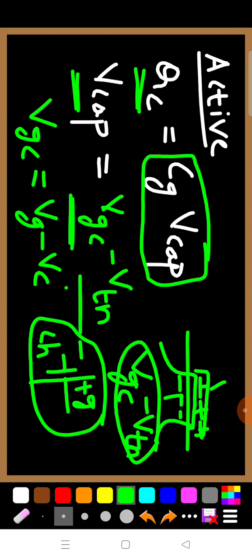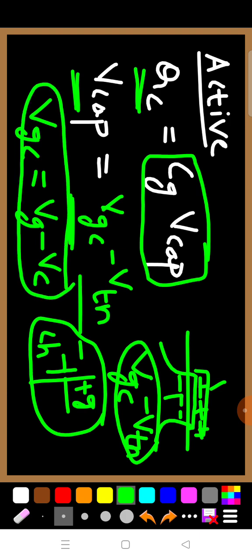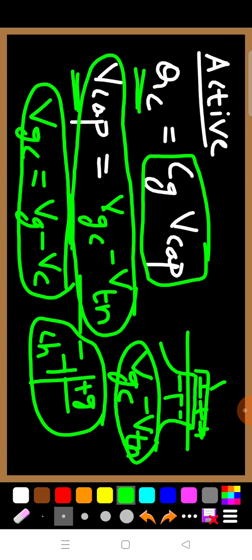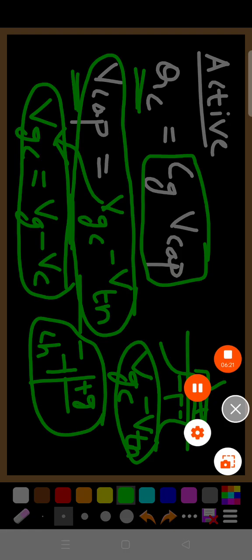Okay, therefore, this is the second important point you have to remember. The first important point in the derivation is that the voltage across the capacitance is VGC minus VT, because we are talking about after the formation of the channel. Now we are going to derive this. VGC is equal to VG minus VC.